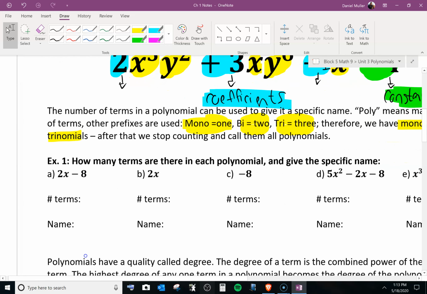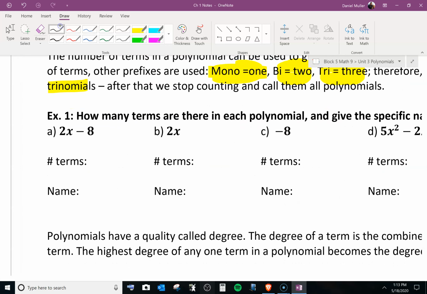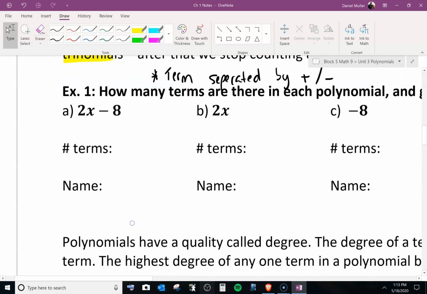So let's take a look at example 1. How many terms are there? So terms are separated, and I can actually write it down. So this might be a little helpful. Terms are separated by a plus or a minus symbol. So you can see in letter A, there is a minus sign, so we have 2 terms. And so we would call that a binomial. Bi would be 2, and then we just add the nomial after.